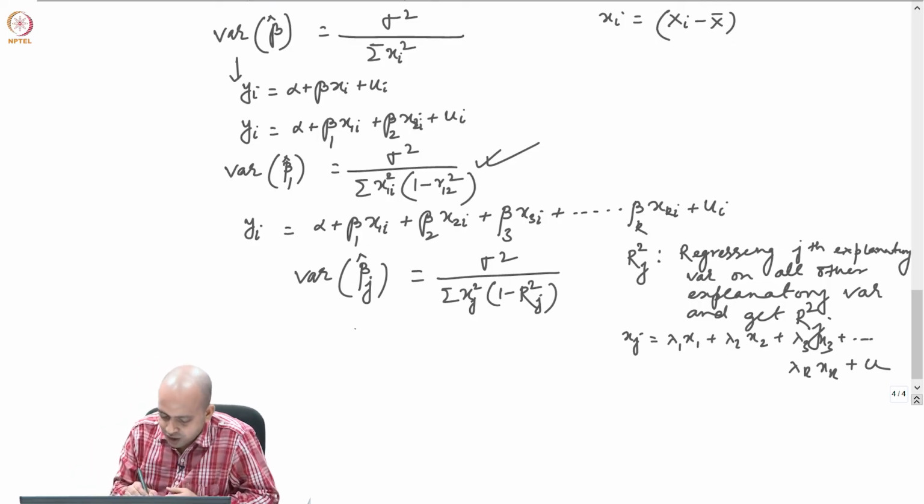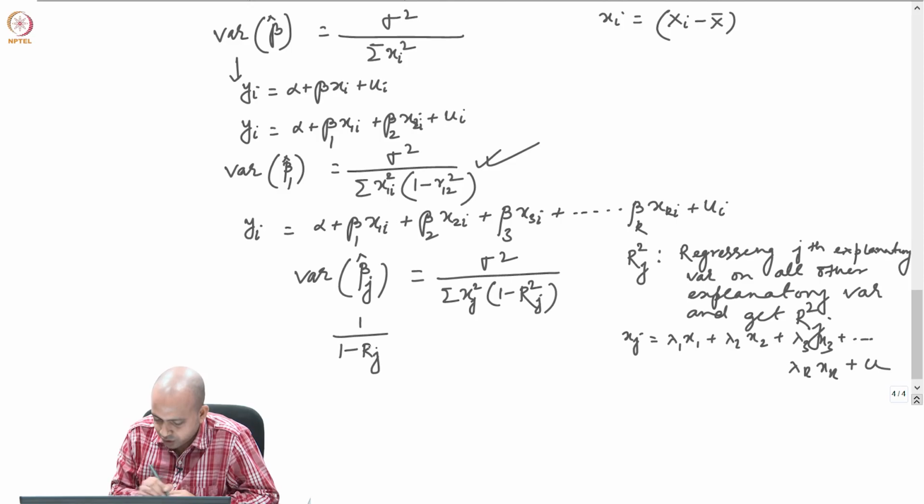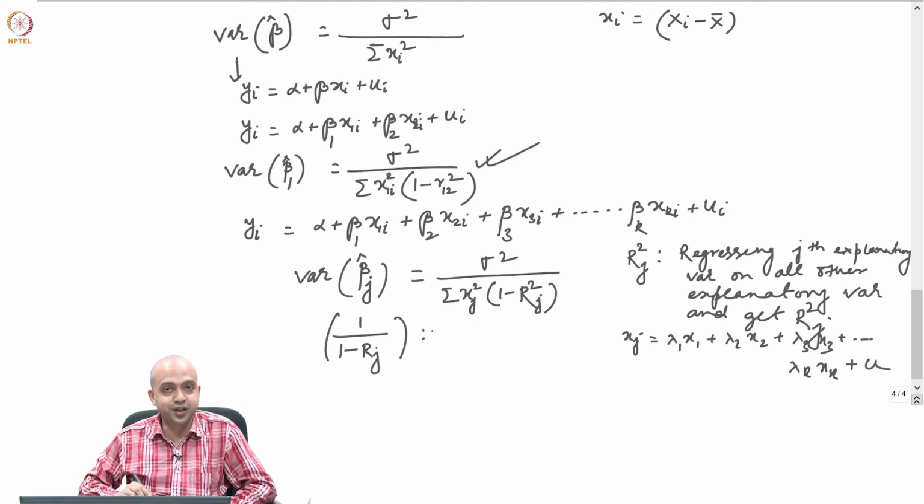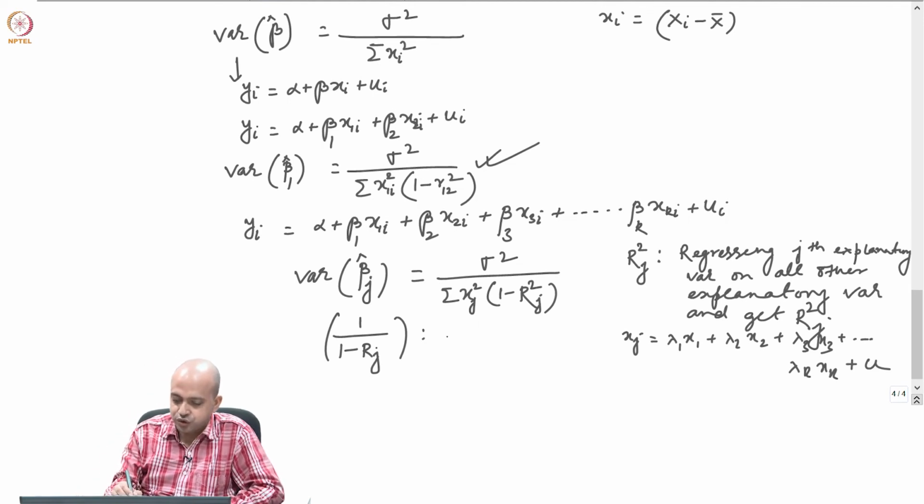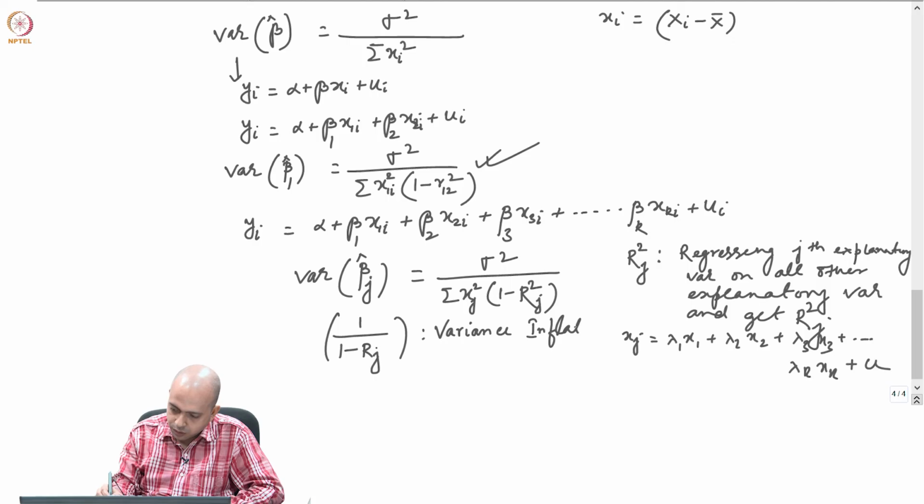Now, this 1 by 1 minus R square j is given a specific name in the literature which is called variance inflating factor. What I am saying? Variance inflating factor. Or in short VIF.